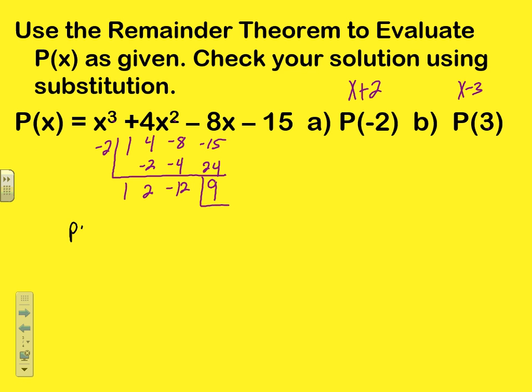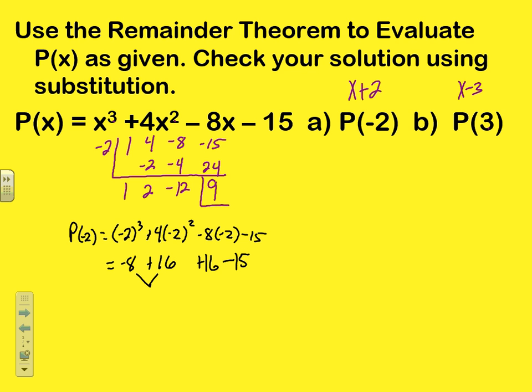If I say p of negative 2 and substitute negative 2 into the expression, I'm going to get negative 2 cubed plus 4 times negative 2 squared minus 8 times negative 2 minus 15. Negative 2 cubed is negative 8. 4 times negative 2 squared is going to be 16. Negative 8 times negative 2 is another 16, and a minus 15.